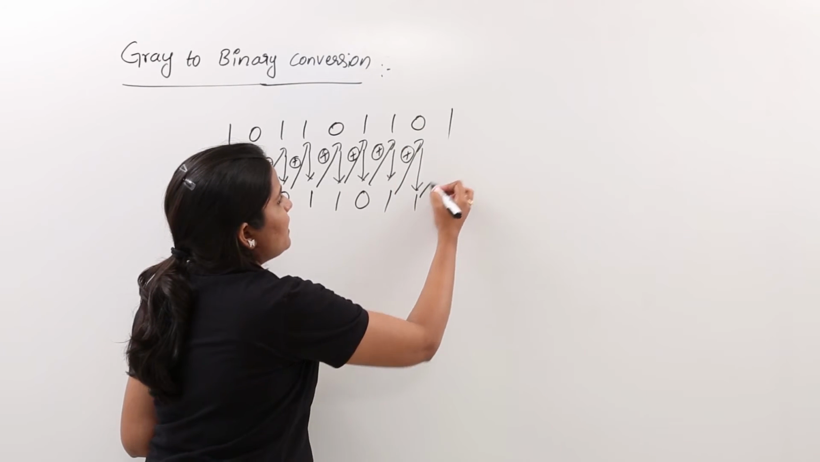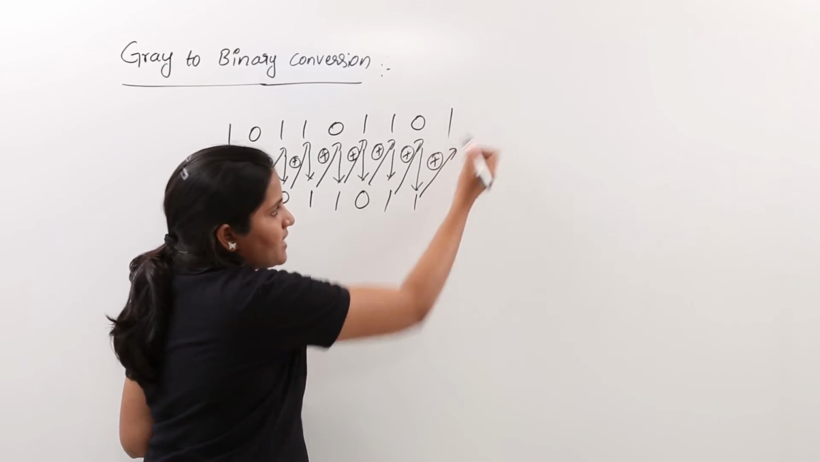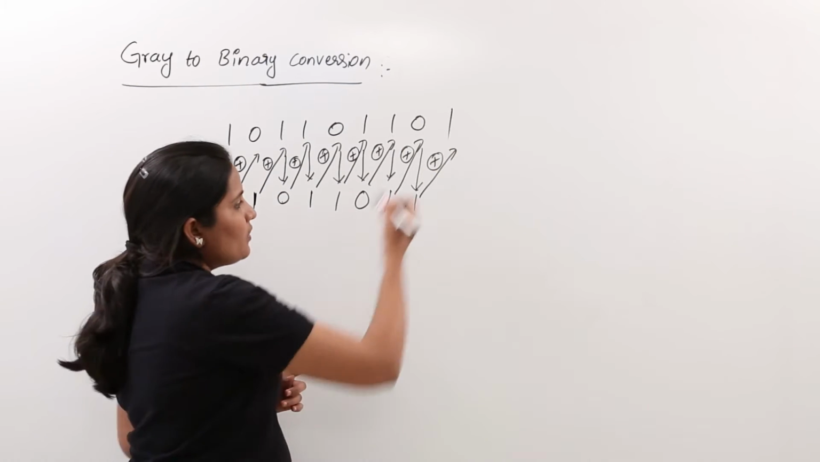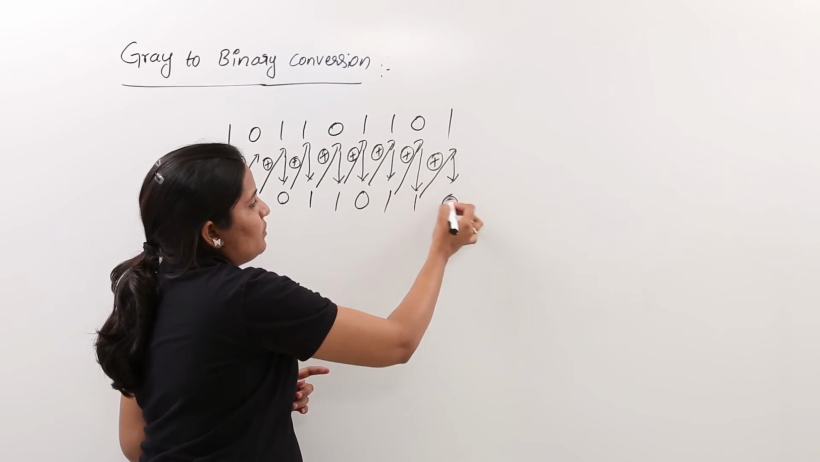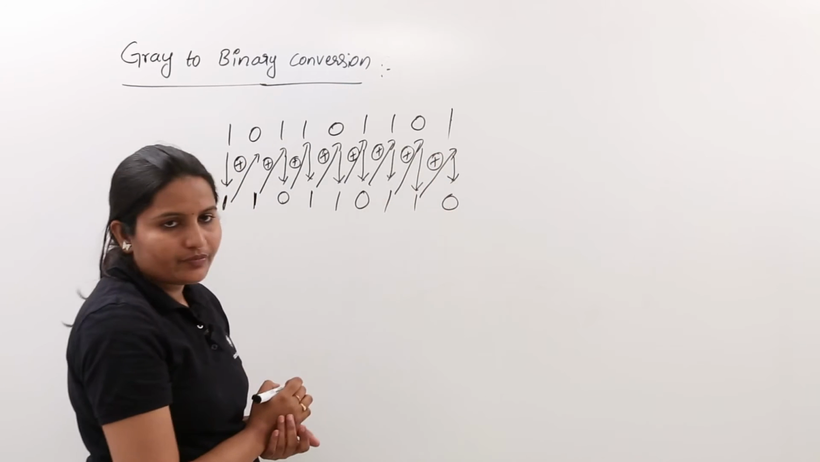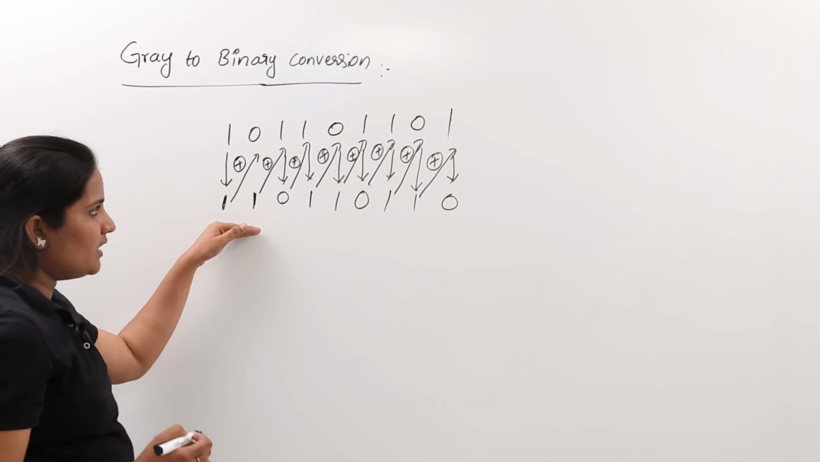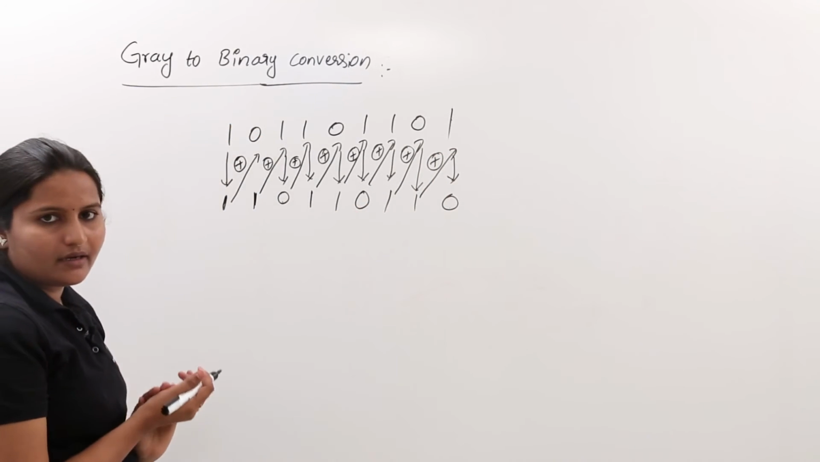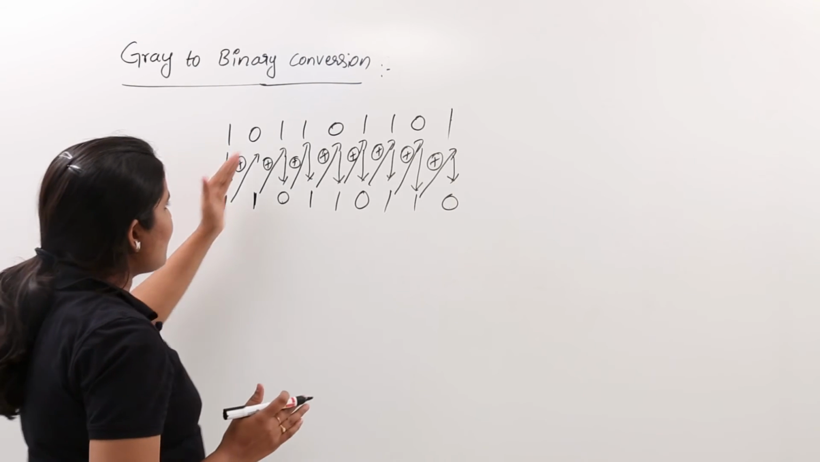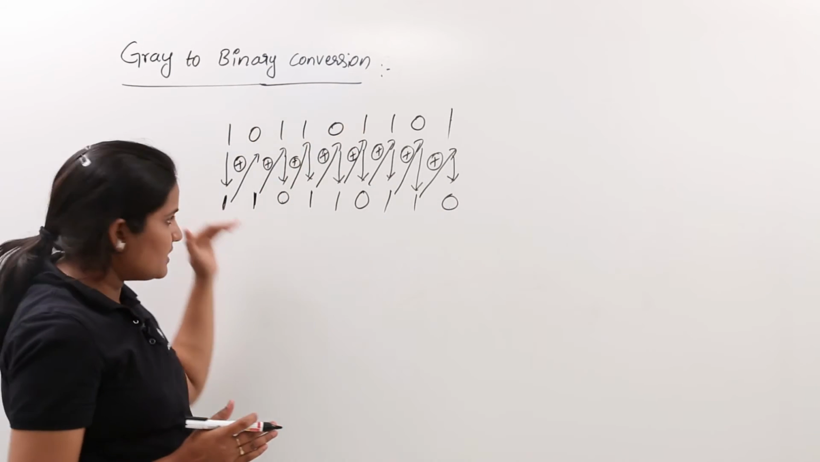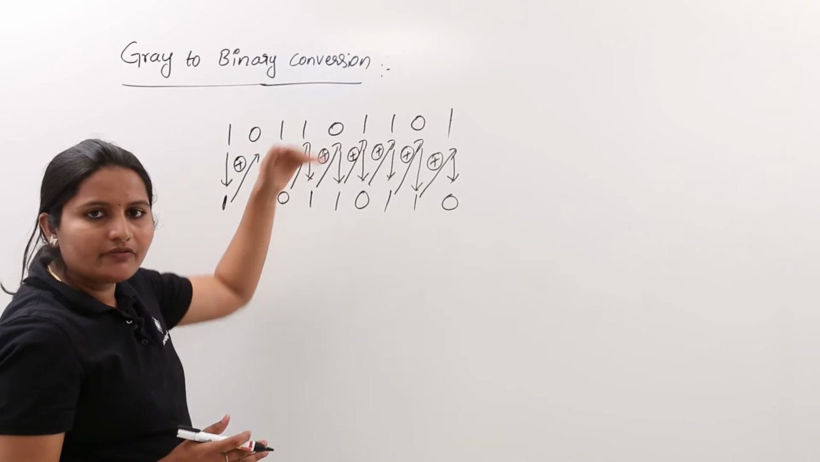And here finally this one is going to XOR with the last bit of gray, and it provides us 0, 1 XOR 1, 0. This is our binary equivalent of the given gray code. We just need to take the cross XOR of the result bits with the next bits of gray.